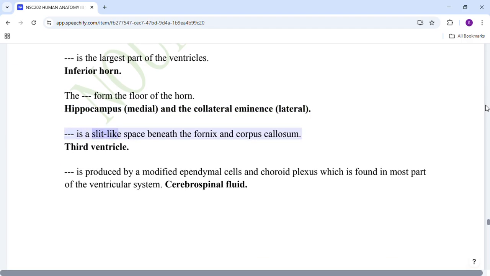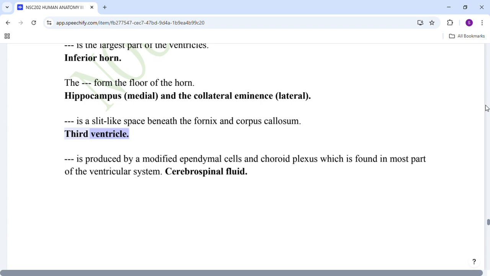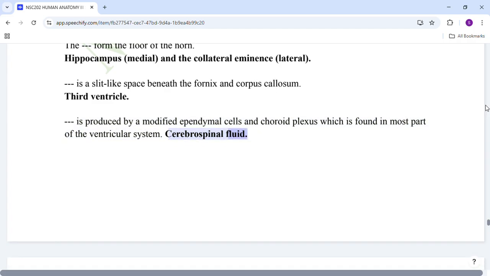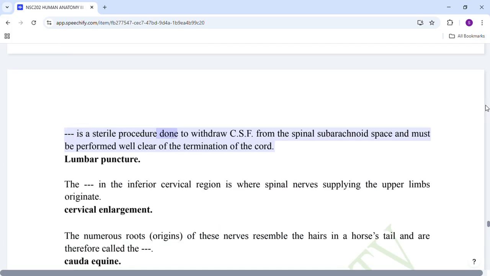The third ventricle is a slit-like space beneath the fornix and corpus callosum. Cerebrospinal fluid is produced by modified ependymal cells and the choroid plexus, which is found in most parts of the ventricular system. Lumbar puncture is a sterile procedure done to withdraw CSF from the spinal subarachnoid space and must be performed well clear of the termination of the cord.